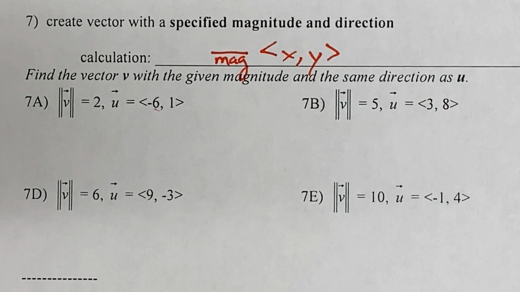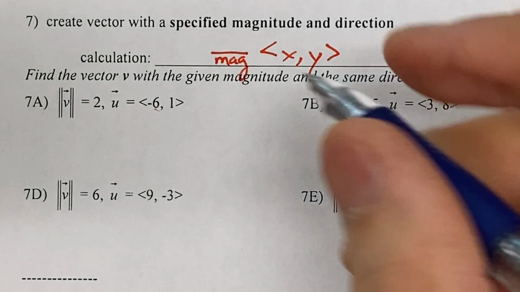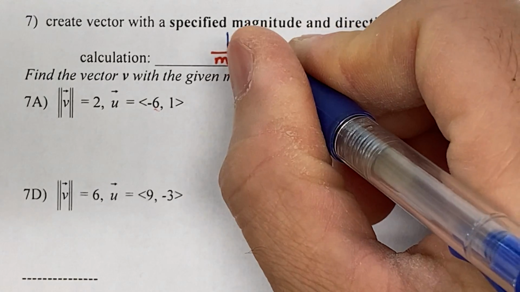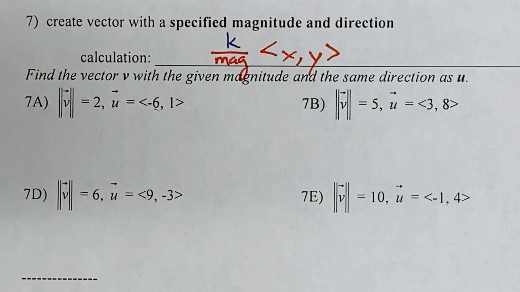The only difference between this section and the previous section is that maybe I don't want the length to be 1. I can make the length whatever I want. So whatever the desired length is, that's your numerator. And it should make sense.